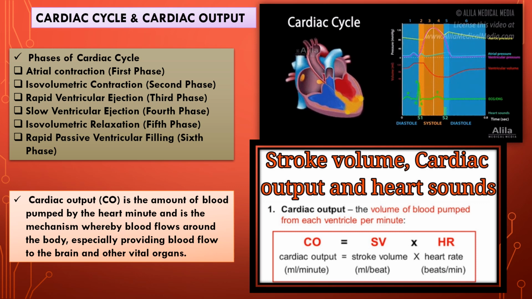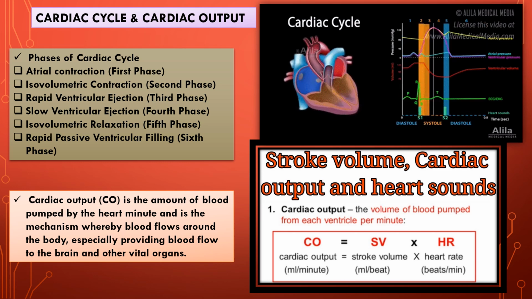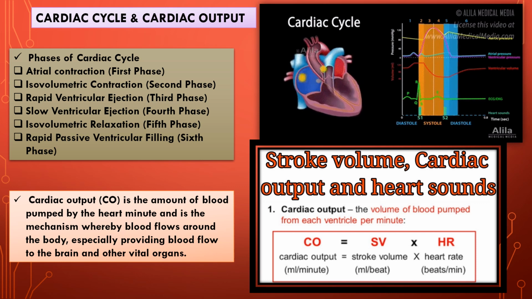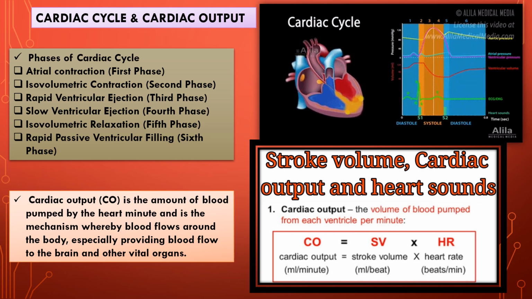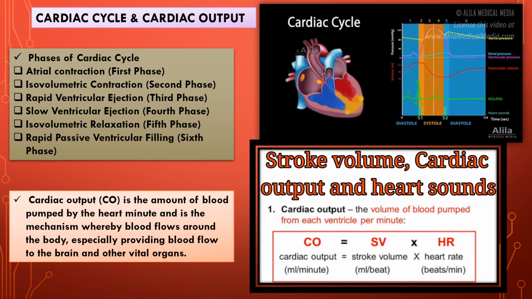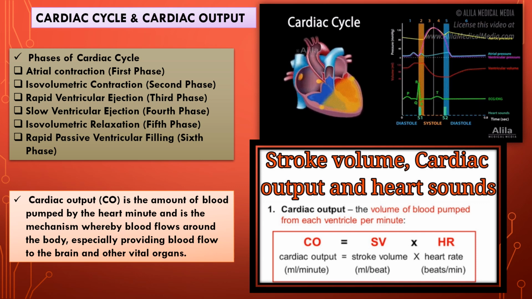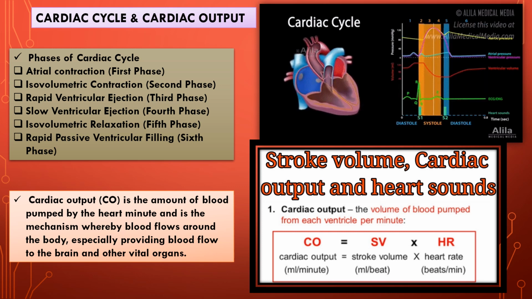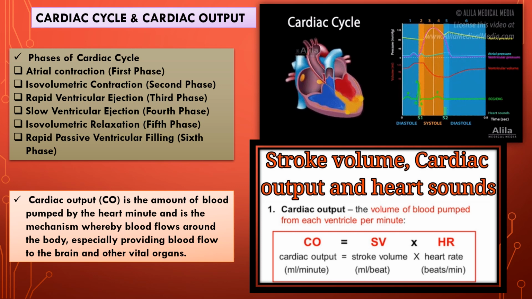The first one is atrial contraction, that is the first phase. The second one is isovolumetric contraction, that is the second phase. The third phase is rapid ventricular ejection. Fourth, slow ventricular ejection, that is the fourth phase. Next, isovolumetric relaxation, that is the fifth phase. And the last one, the sixth phase, is rapid passive ventricular filling.